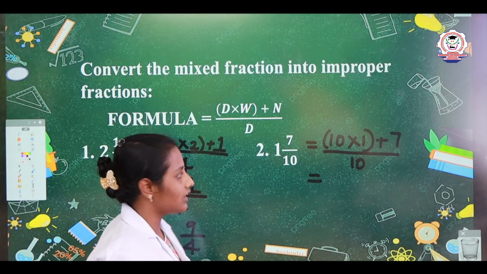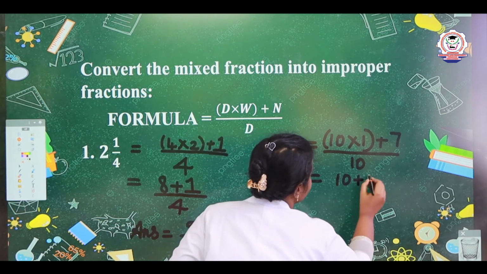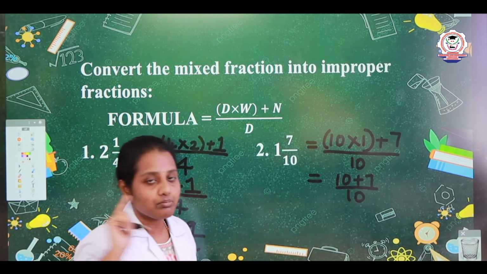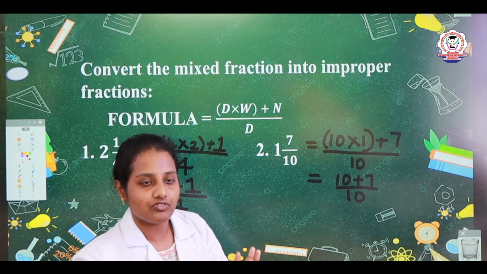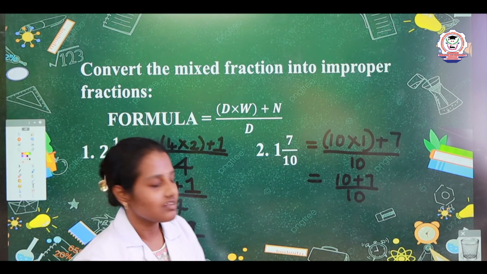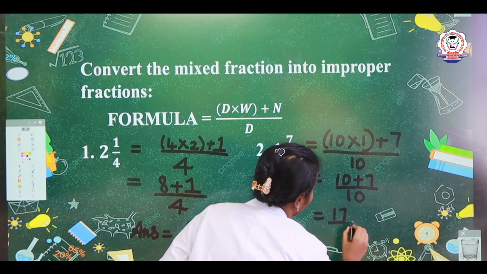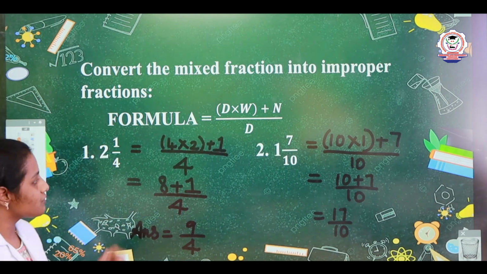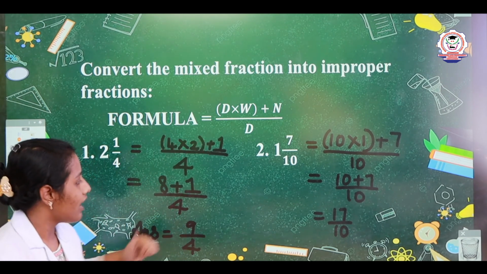We will tell clearly that 10 ones are 10. 10 plus 7 is 10 plus 7. If you add 10 plus 7, what will we get? 10 in the mind, 7 on the fingers. After 10, 11, 12, 13, 14, 15, 16, 17. Very good. 17 by 10. Yes, my dear, it is very simple to apply this formula and get the answer.